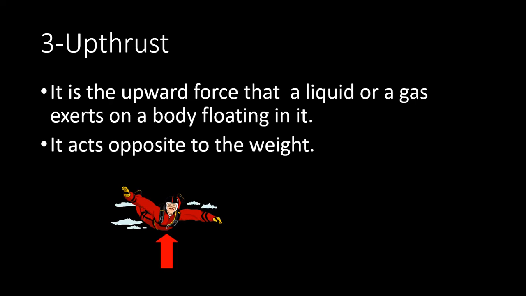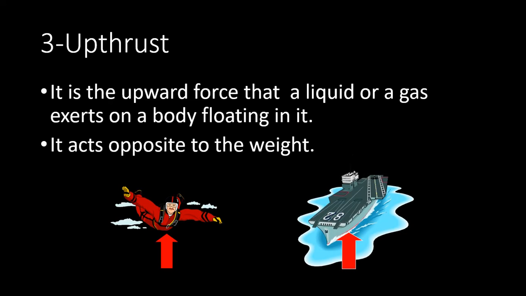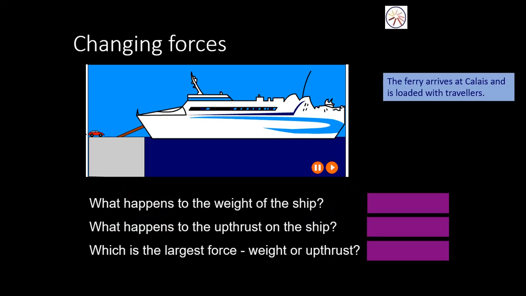A very important difference between upthrust and air resistance is that upthrust acts opposite to the weight and acts only upward to make the object float, while the air resistance acts in any direction and it acts only opposite to the movement. Okay, this is a very important difference between these two forces, right?